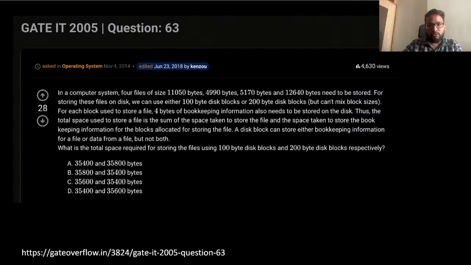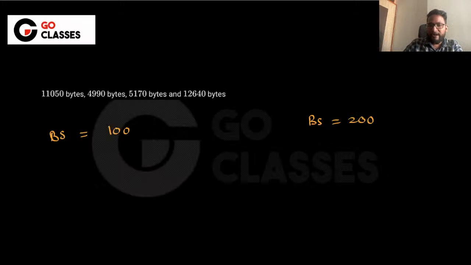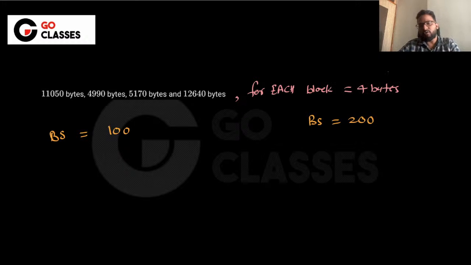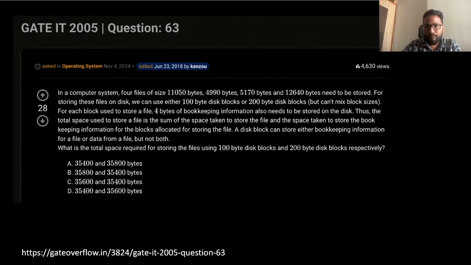For each block used to store a file, 4 bytes of bookkeeping information also needs to be stored on the disk. So basically for each block you need 4 bytes extra information, right? It's not just for the entire file, for each block 4 bytes metadata also needs to be stored, maybe some pointer to the block or whatever, right? It seems like it is a FAT table. I'm not sure actually, because 4 bytes metadata for each block, maybe because of the FAT, in the FAT we store metadata for each block, maybe, I'm not sure. Let's just see.